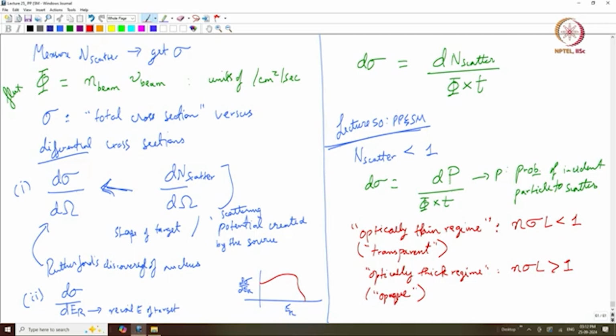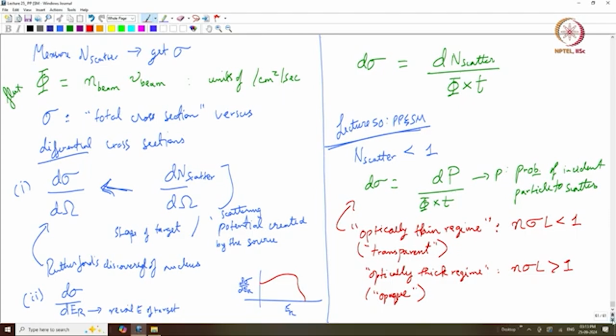Good. So what I'm trying to say here is that basically the equation that we've written down here for 2 to 2 scattering corresponds to the optically thin regime naturally, when we start talking about probabilities. So we are going to indeed use this to get a general expression for the cross section.